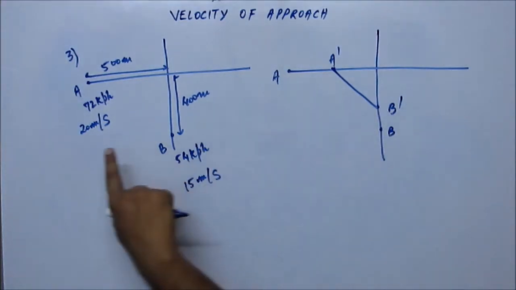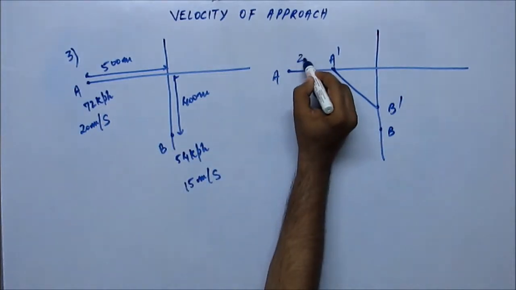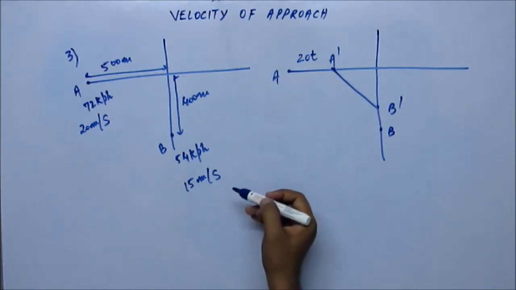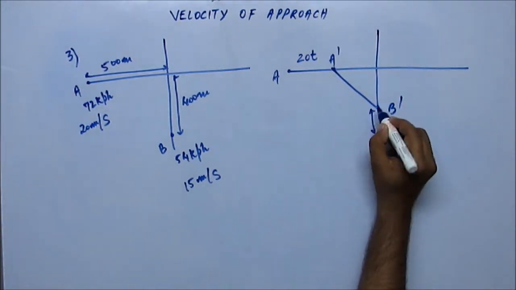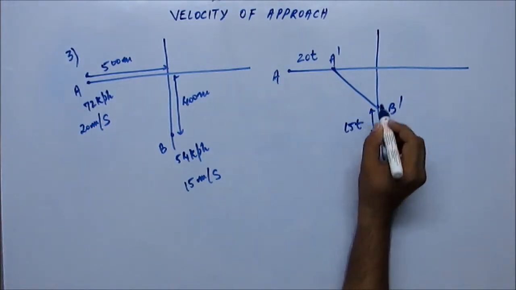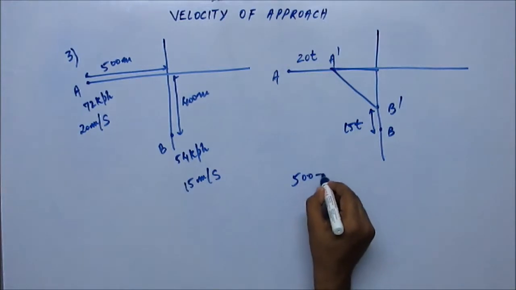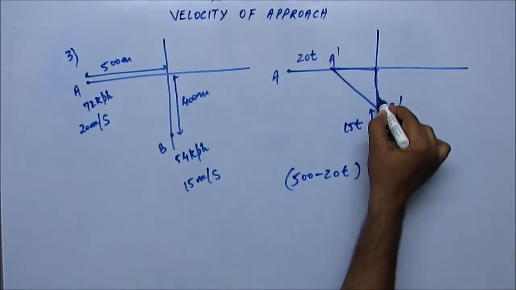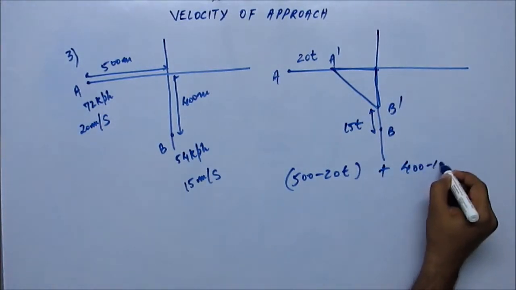Now A is moving with 20 meters per second. So in time t, A is going to cover 20t of distance, and B is moving with 15 meters per second. So in time t seconds, B is going to cover 15t of distance. So this will be 500 minus 20t, and this distance is going to be 400 minus 15t.